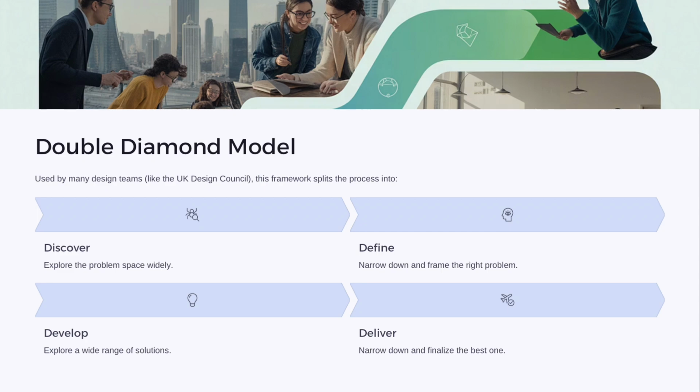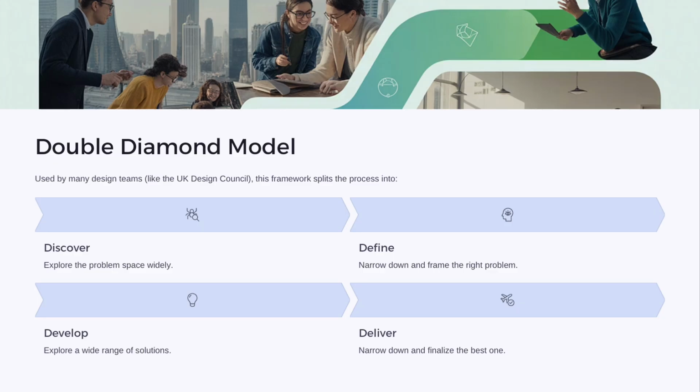First, you explore the problem space widely. Go broad, understand everything you can. Then you define, you narrow down, analyze, and frame the right problem to solve. That's the first diamond, problem definition. Okay, discover, then define. What's the second diamond?